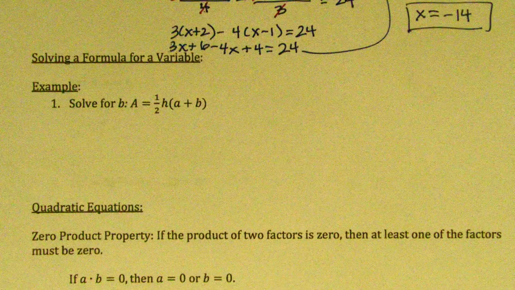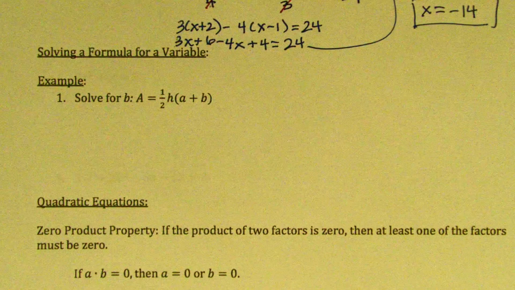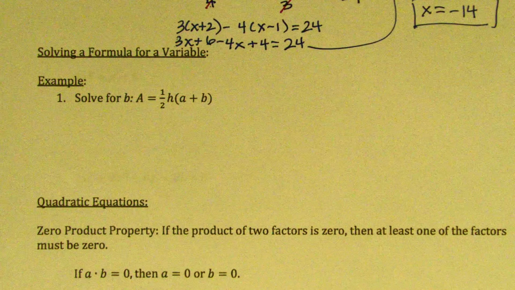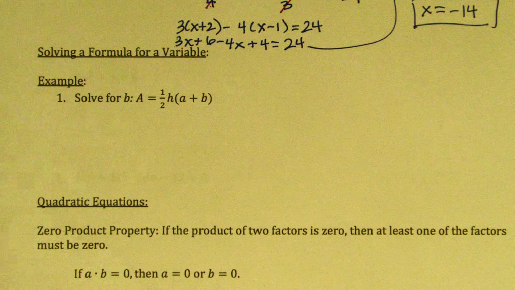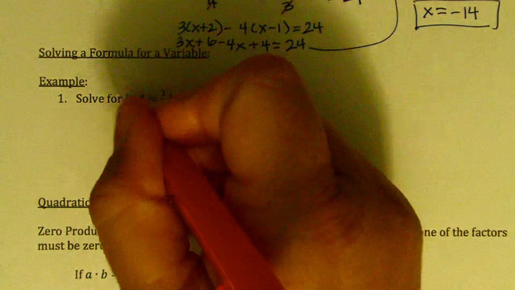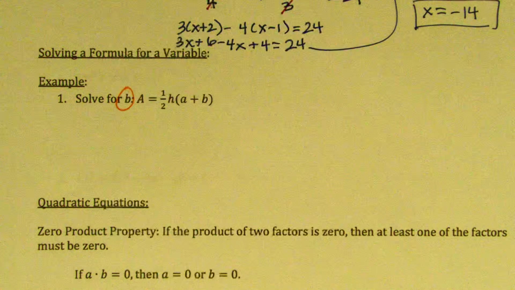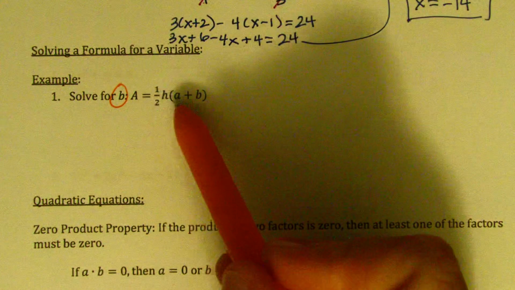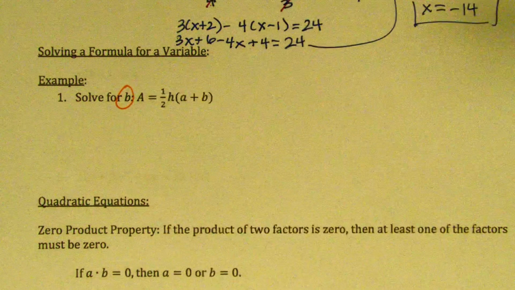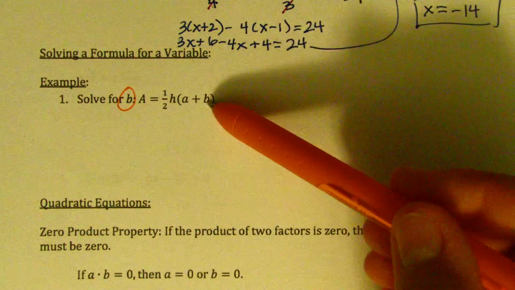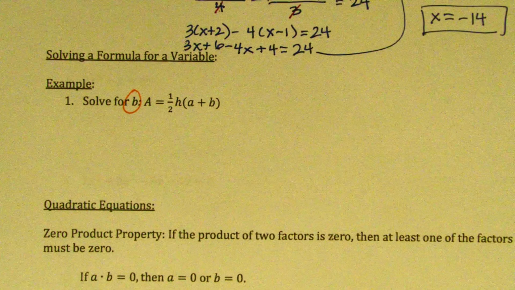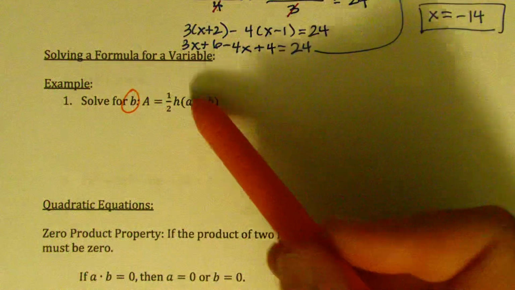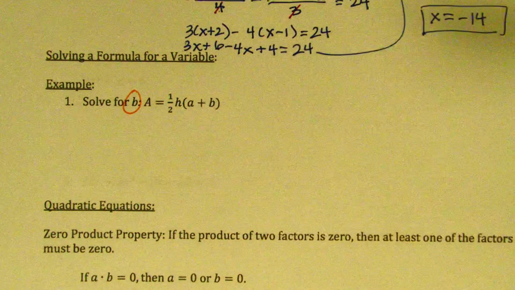The next example is solving what's called a literal equation, or solving a formula for a variable. So what we're trying to do here is to solve for a single variable, try to get that variable by itself. So in this case, this big A, this h, this little a, all of those are acting like numbers, and b is acting kind of like our x, like our variable. So I'm trying to break everything off of this side except for the b.